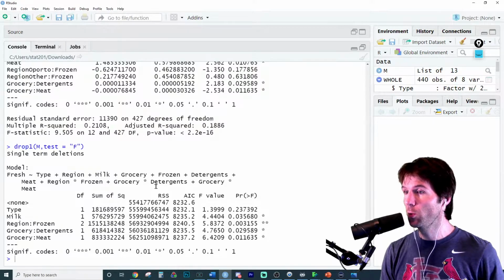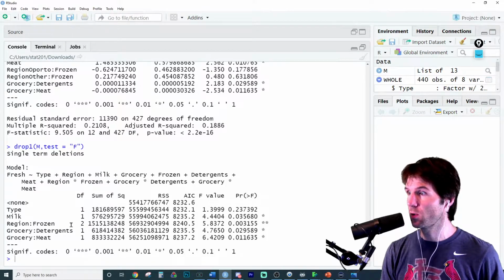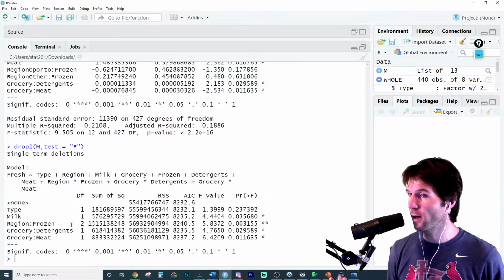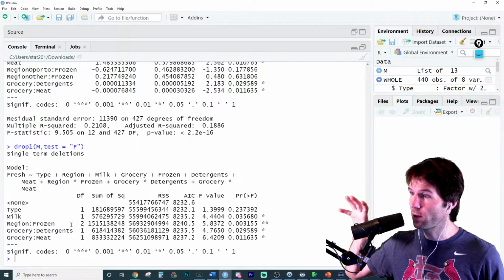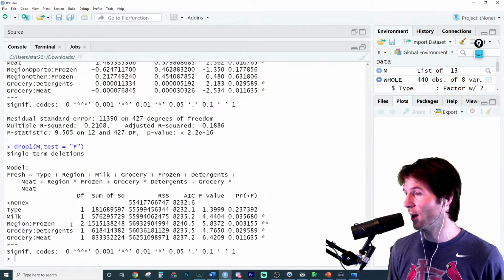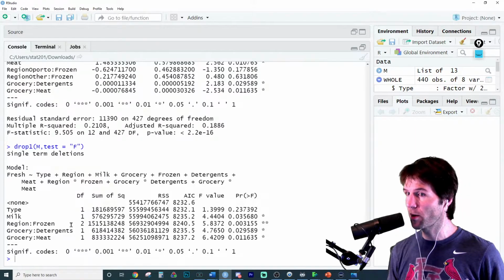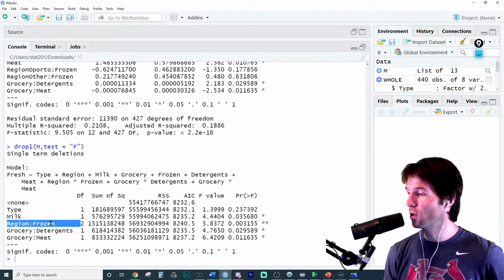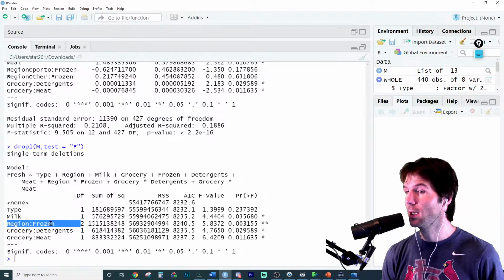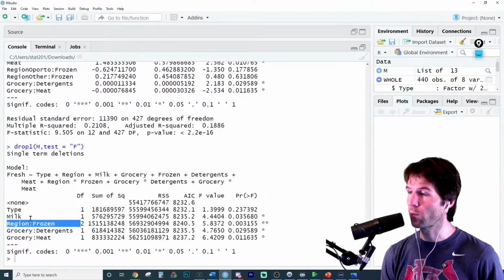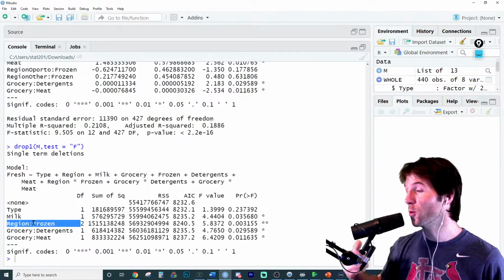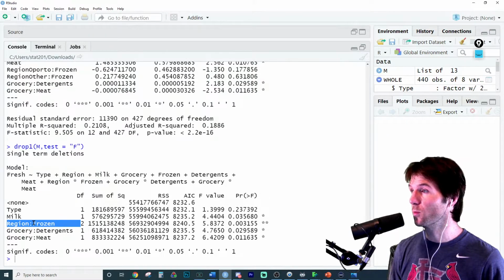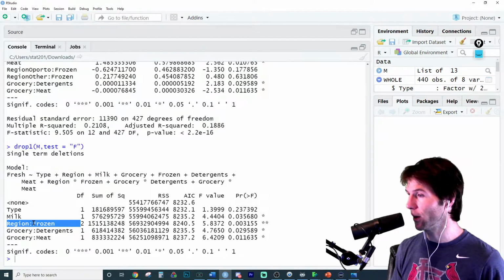Now, you will notice that we don't see region on here because we can't remove region without breaking model hierarchy. The only thing that the drop 1 can do is drop one thing that does not violate model hierarchy. And what do we mean by model hierarchy? If you have the region and frozen interaction, you must have region and frozen in your model. That's why you don't see region being removed up here or frozen being removed up here, because if you were to remove frozen, you'd have to also remove the region and frozen interaction to not violate model hierarchy.